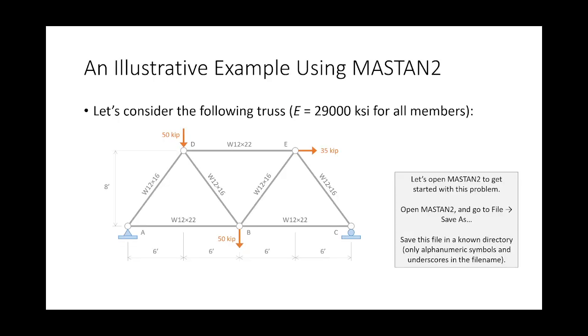So this is the problem that we're going to do. This is akin to a truss that we did earlier this semester, but I've changed it up a little bit. I wanted to use W sections because your project uses W sections, and I wanted to show you how you can utilize that in MASTAN. We're going to use E as 29,000 ksi for all members.